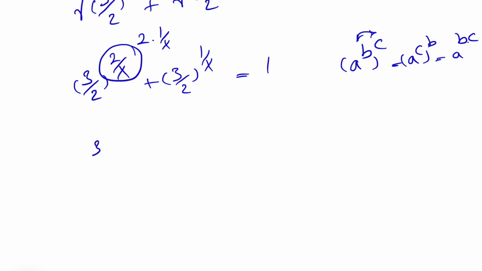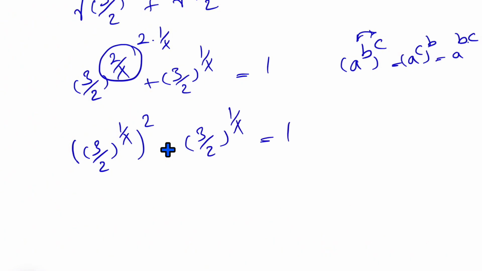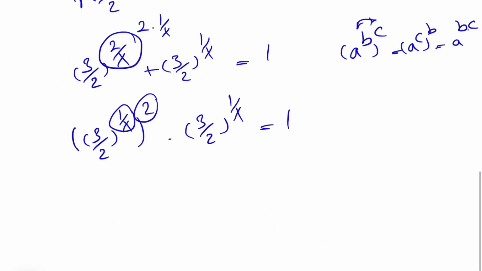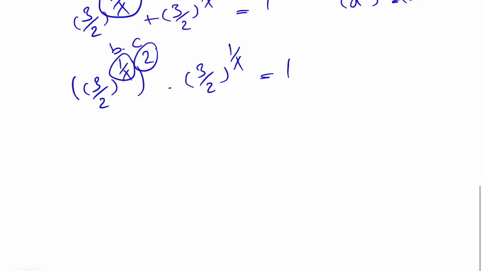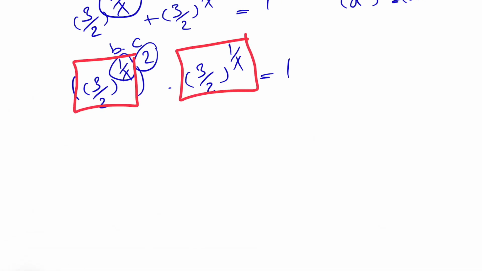And if we want to write it down in another way, we can write it down as (3 over 2 to the power of 1 over x), all to the power of 2, plus 3 over 2 to the power of 1 over x, is equal to 1. So these two are basically our b and c, and if we multiply them, we're going to get what we have in here. So now we are seeing similar terms in here. So basically we have these two that are the same.